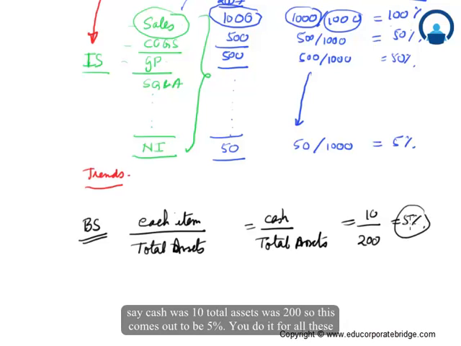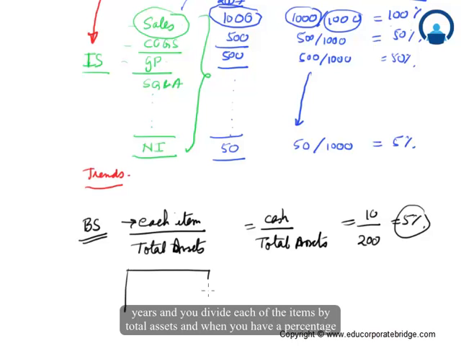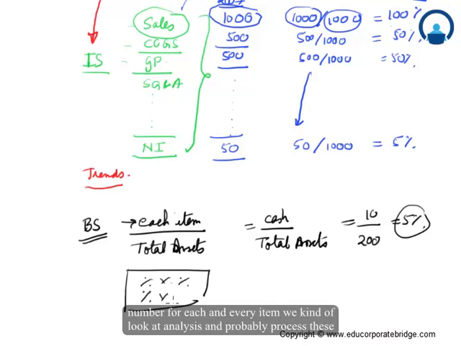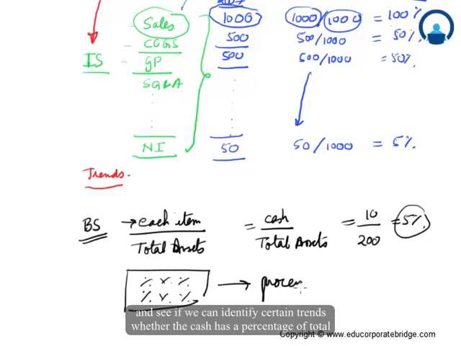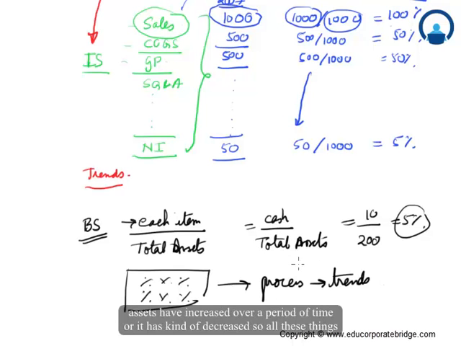You do it for all these years and you divide each of the items by total assets, and when you have a percentage number for each and every item, we look at an analysis and process this to see if we can identify certain trends, whether cash as a percentage of total assets has increased over a period of time, or has decreased. All these things are extremely important when we talk about vertical analysis.